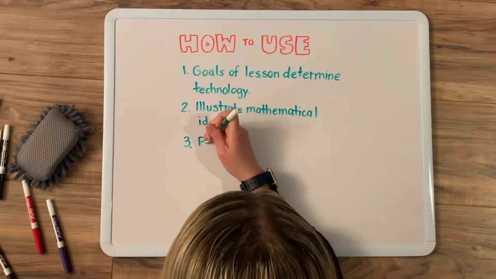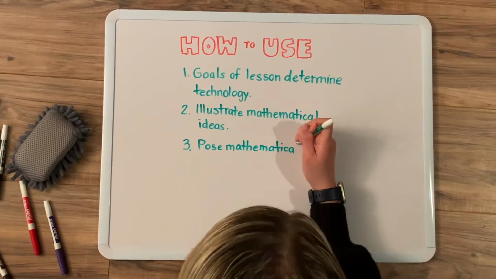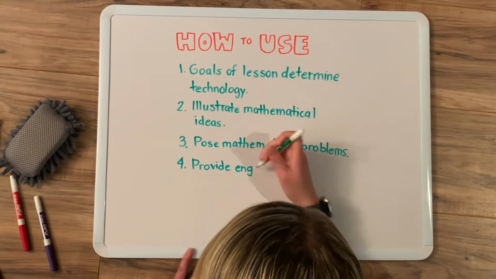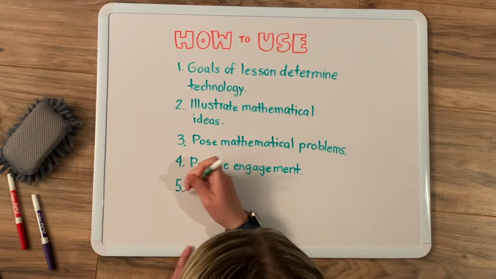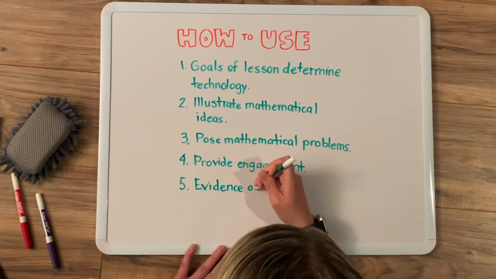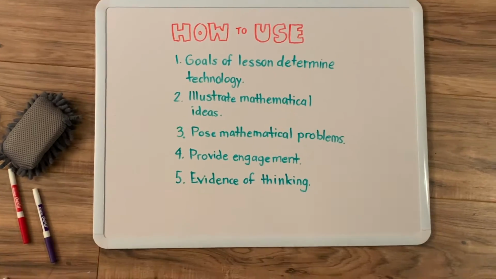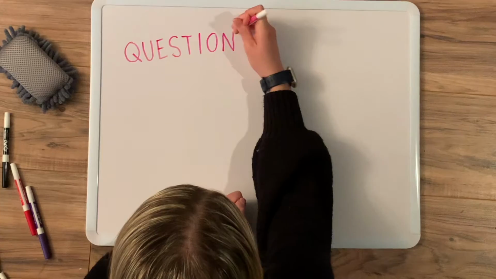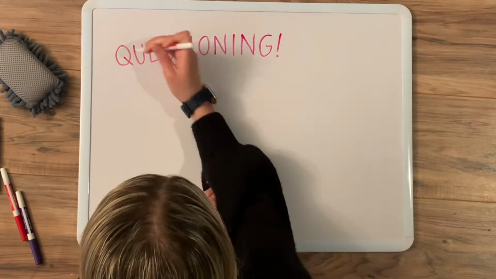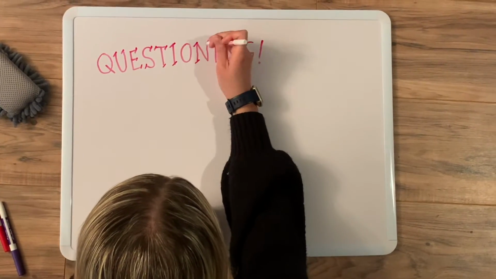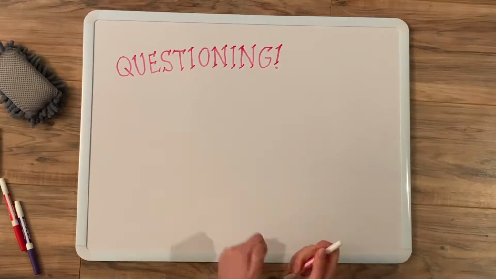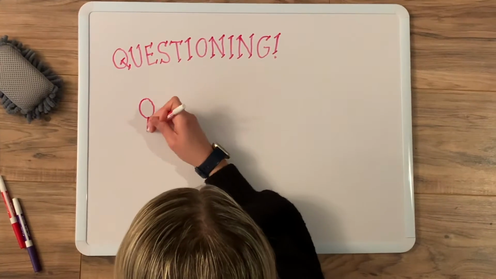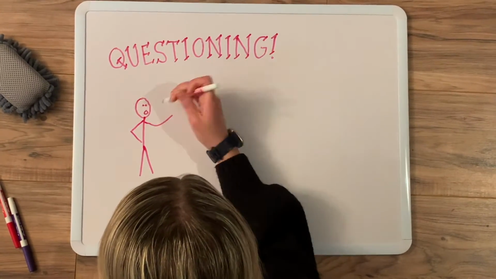The technology that they select should illustrate mathematical ideas, pose mathematical problems, provide opportunities for students to engage in mathematical sense-making and reasoning, or elicit evidence of students' mathematical thinking. Once appropriate technology is selected for use in the classroom, the teacher will need to effectively implement it to maximize student learning. Most importantly, teachers will need to utilize questioning to encourage students to make justifications, conjecture, generalizations, or predictions.